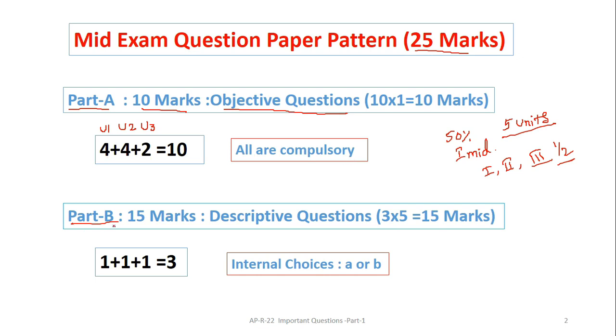Then we have part B, 15 marks. In that, descriptive questions will be there and we have to answer 3 questions. Each question carries 5 marks, 3 fives, 15 marks. Total 15 plus 10, it's 25. In that also we have internal choice. 3 questions will be given, 1 question from unit 1, 1 from unit 2, another from unit 3. Each question consists of A or B, so we can answer A or B, right? 3 units, 3 questions, each question carries 5, 15.